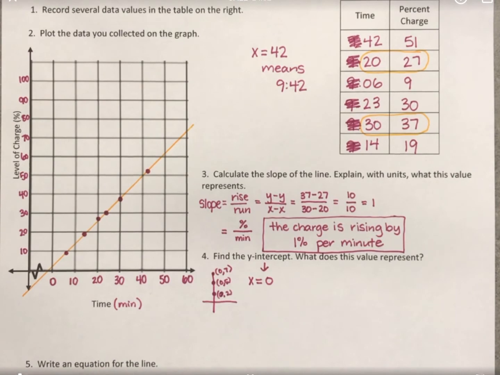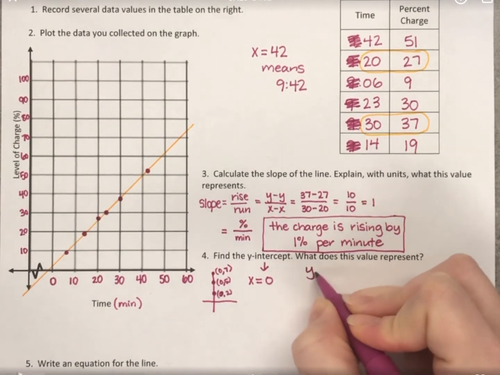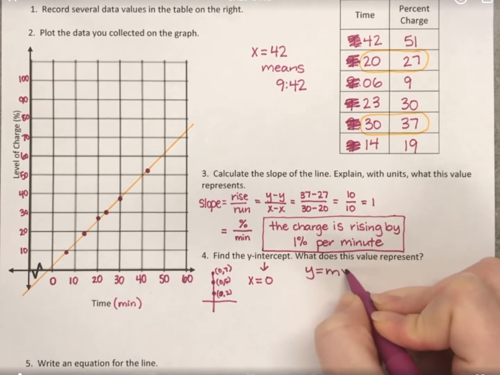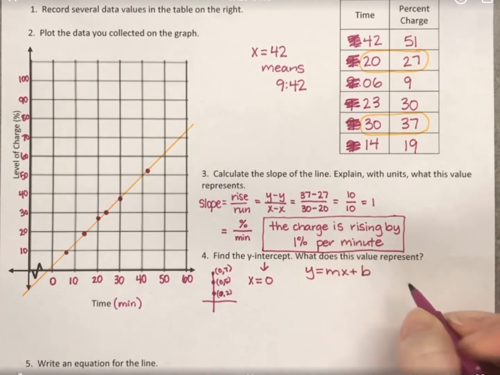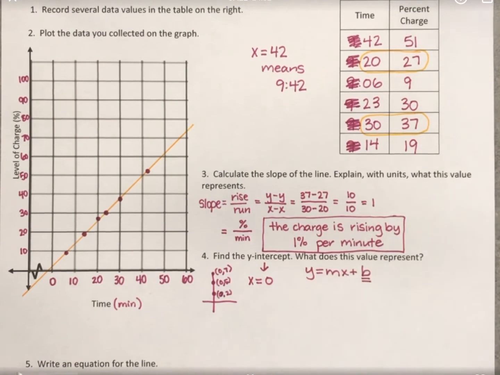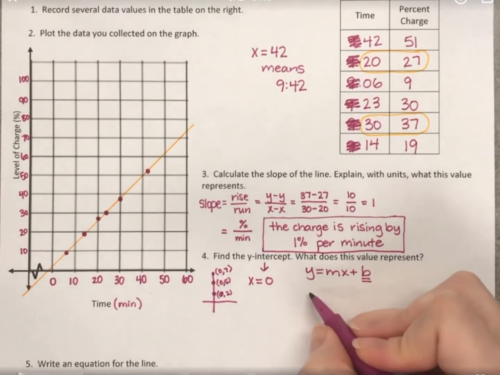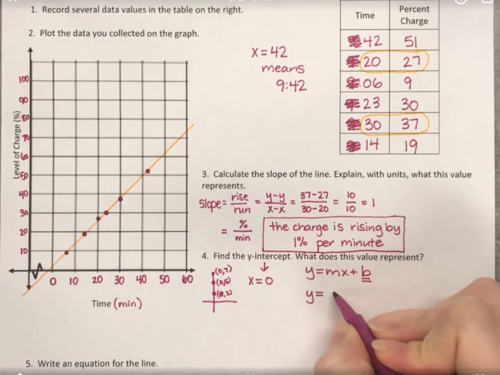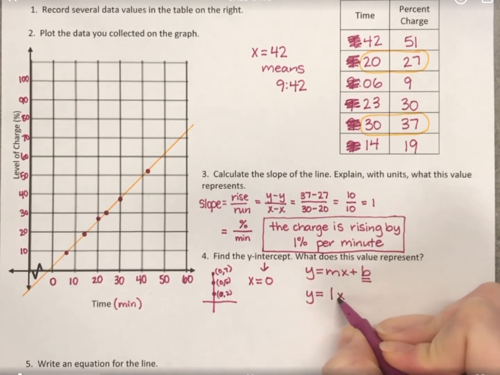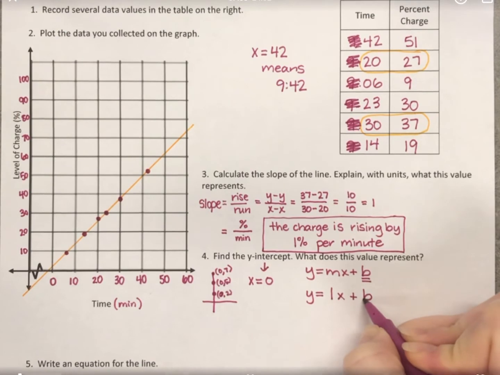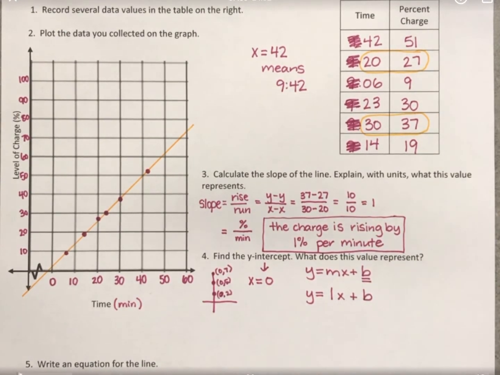Now how are we going to find that y-intercept? I guess I'm sort of drawn to the y equals mx plus b. What do you think? Because they are asking me to find the y-intercept. So the only thing I know so far is that I'm using a slope of 1% per minute. But we really haven't figured out b. That's the goal here. So what can we do?